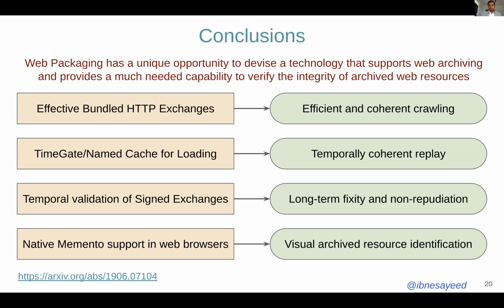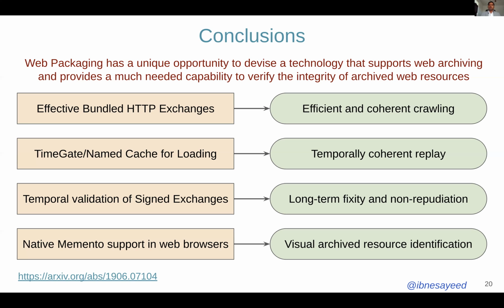Native memento support in web browsers would allow visual archived resource identification. There is a lot of wish list here. Some of these things are already possible, and some we need to react to in order to take advantage of those.